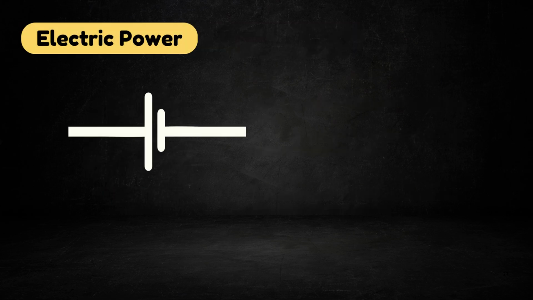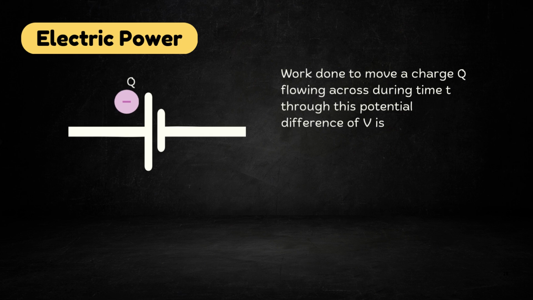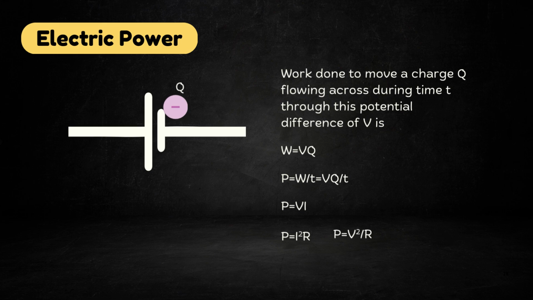What is electric power? Well, we have just seen the work done to move a charge flowing across during the time t through the potential difference of V is W equals V into Q. So P would be equal to work done by time, which is VQ by t, and again the power is given by V into I. The power, applying Ohm's law, would be I square R or V square by R.